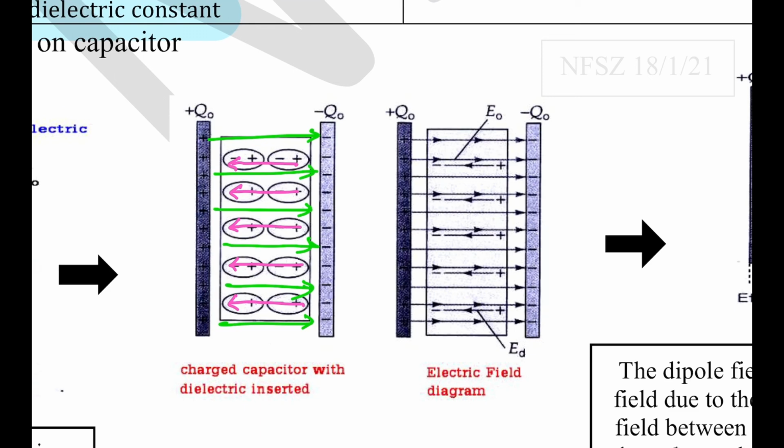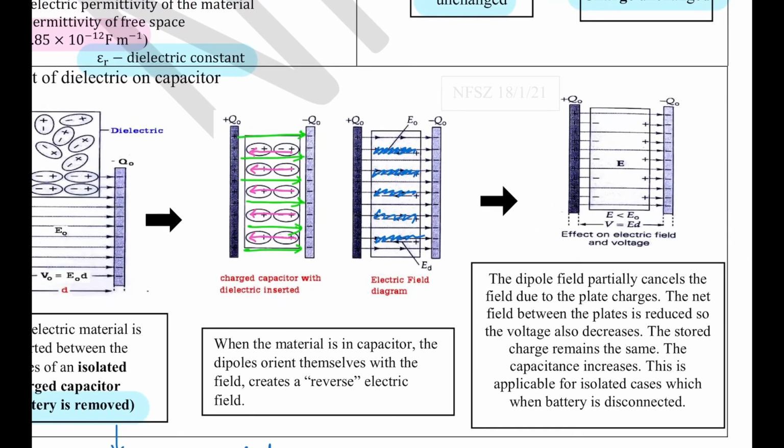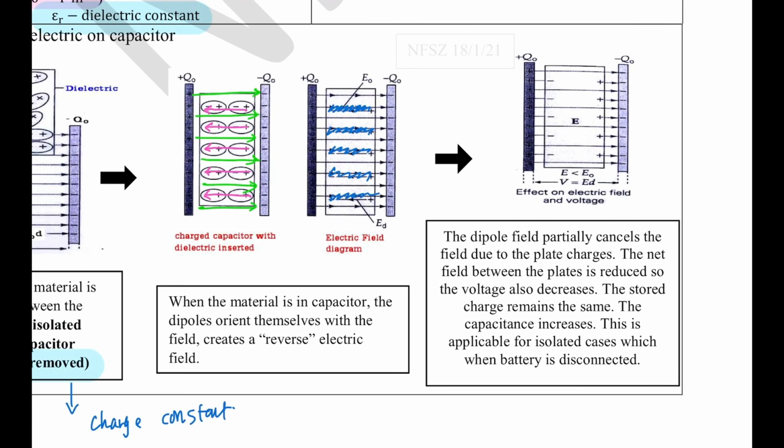Okay, so apabila dielectric material ni menghasilkan internal electric field, apa yang dia akan buat? Dia akan cancelkan yang ni. So kalau saya kata dia cancel yang ni, ni dia cancel. Okay, dia akan cancelkan yang tu, yang mana ada intersection, satu kanan satu kiri kan. So dia cancel lah. Okay, so the dipoles partially cancel the field due to the plate charges. The net field, so basically electric field awak akan berkurangan.